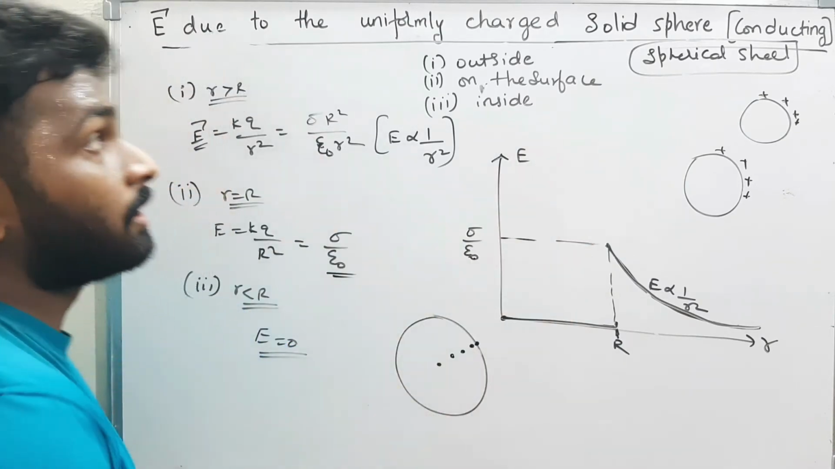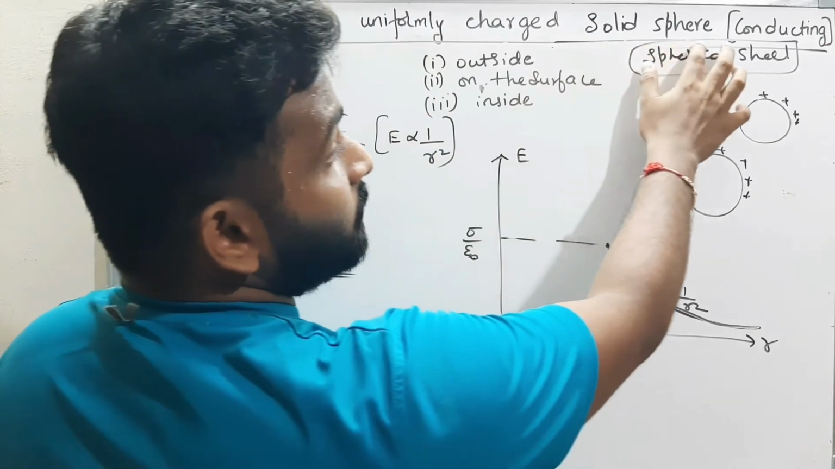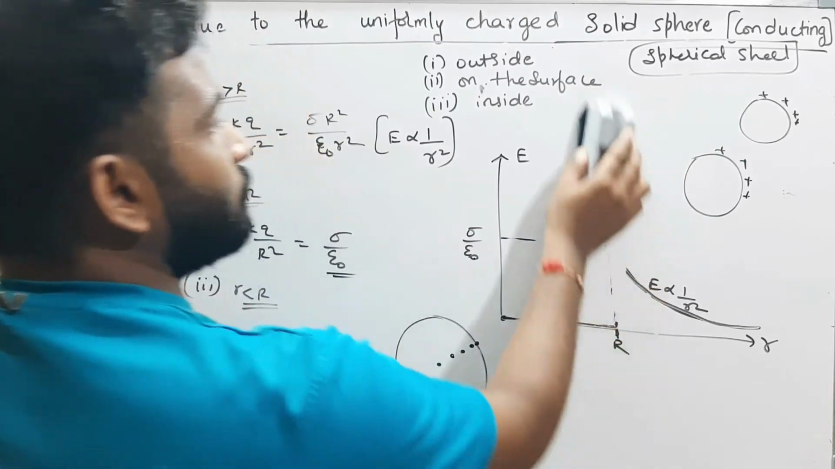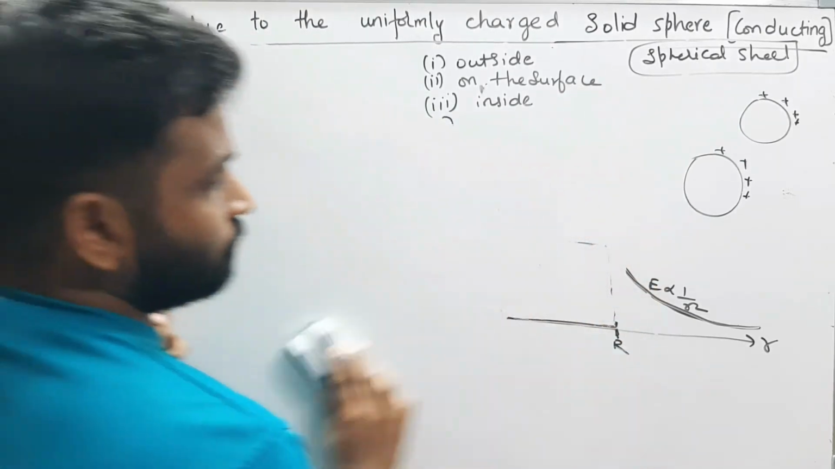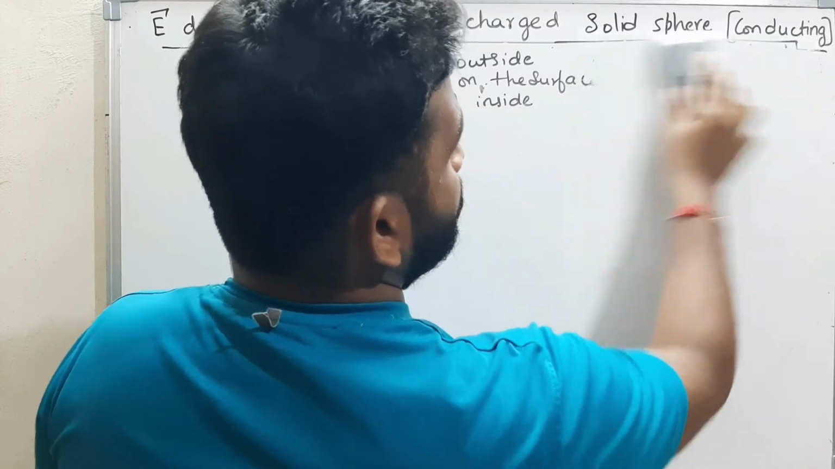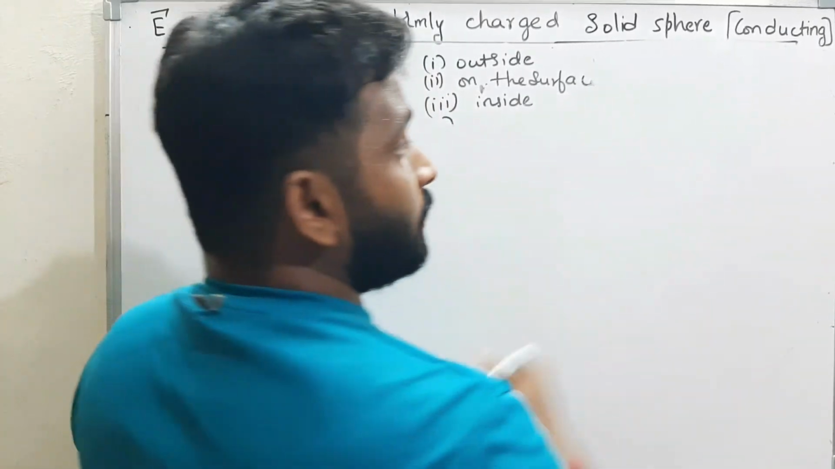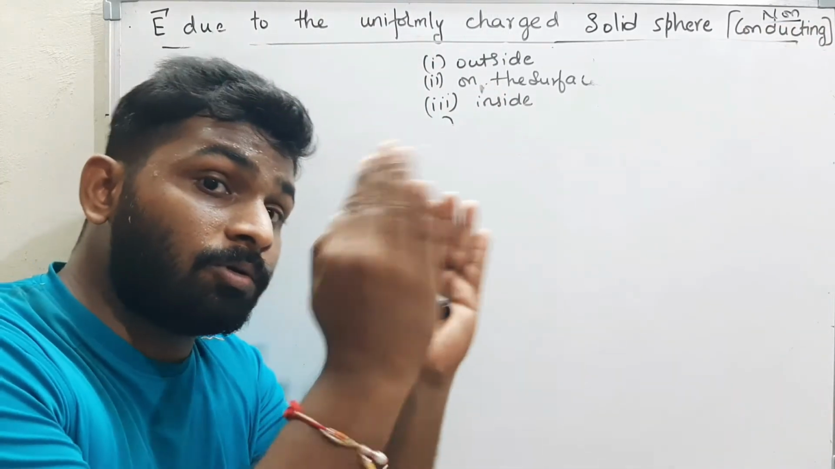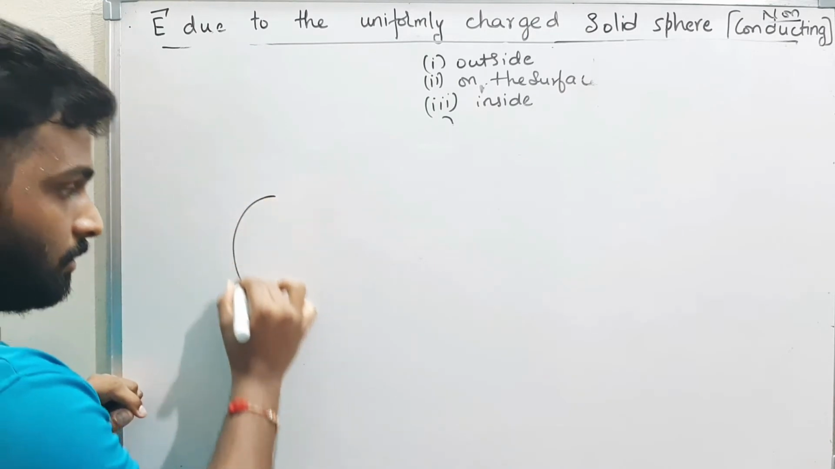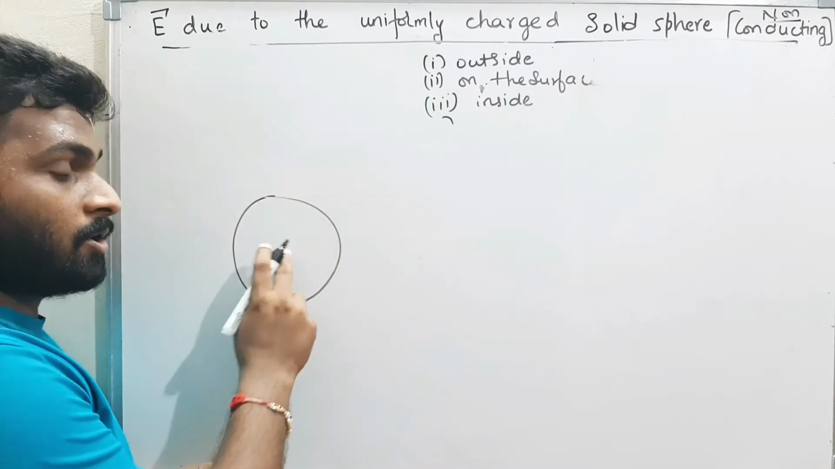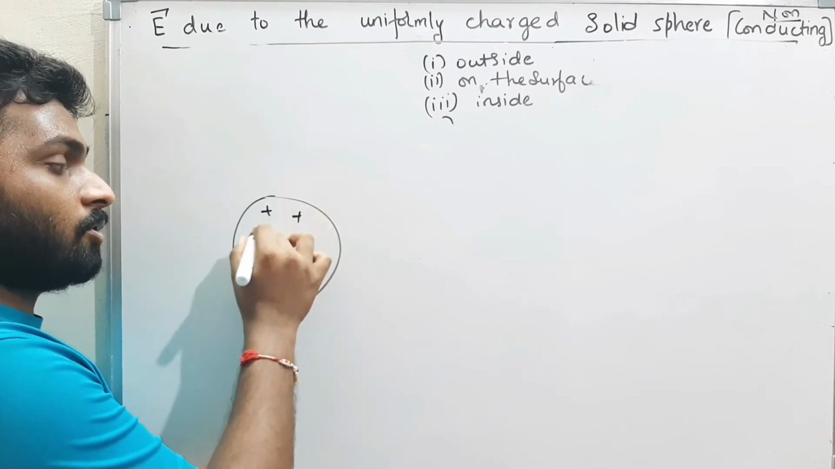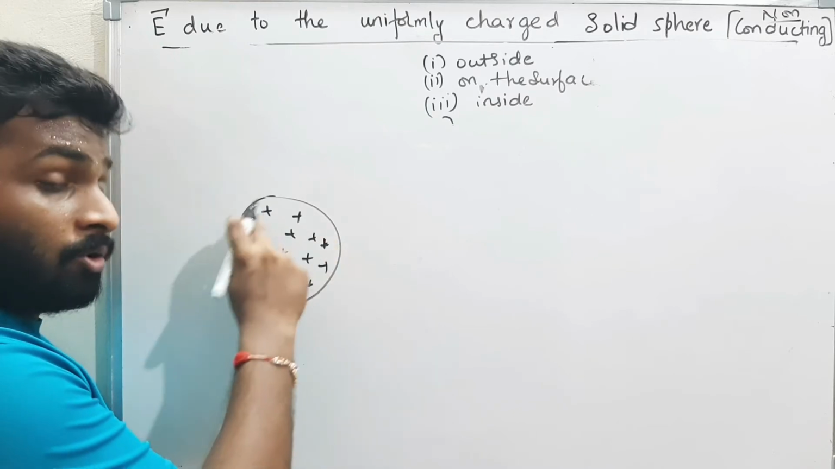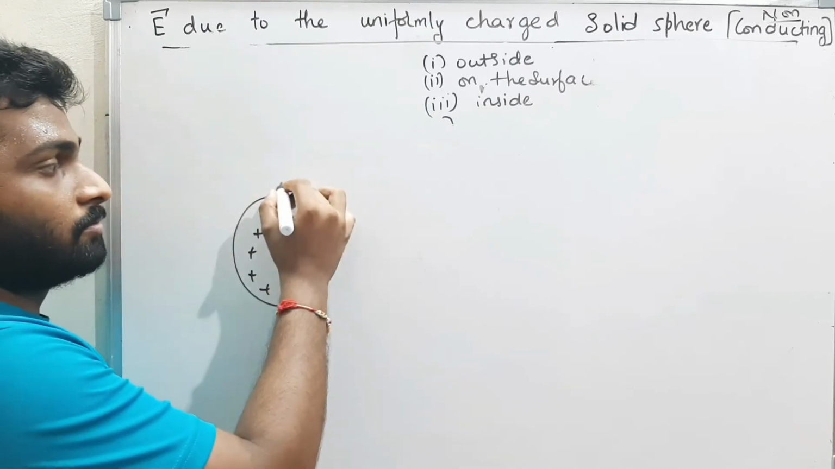Okay, now we will see the electric field of a uniformly charged solid sphere, but it is a non-conducting sphere. This is very, very important. Now see here. For a non-conducting body, what is the meaning of non-conducting? That means the charge will be spread throughout the body. This is a solid sphere and the charge is spread throughout the volume, and the total charge is Q.